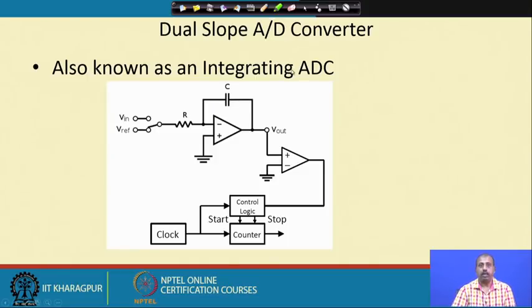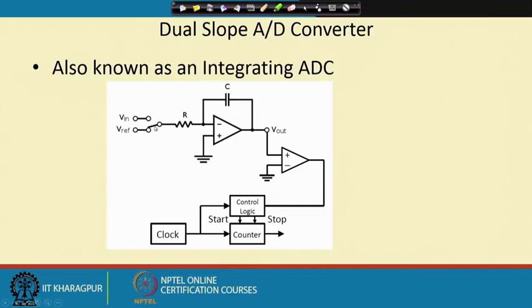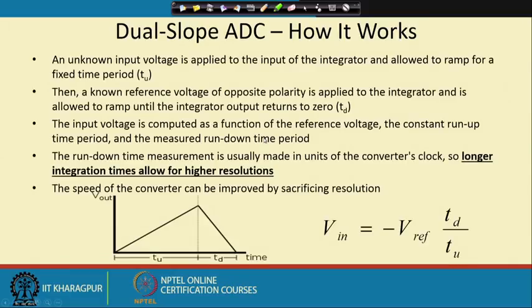Now, next, we will be looking into another analog to digital converter, which is known as dual slope analog to digital converter or dual slope ADC. So, basically the circuit is like this. There is a reference voltage and this capacitor is charged for some time, and then it is connected to this supply voltage and the input signal, and then we try to see in comparison to this how much time this capacitor needs to get discharged or charged. So, I will explain how it works.